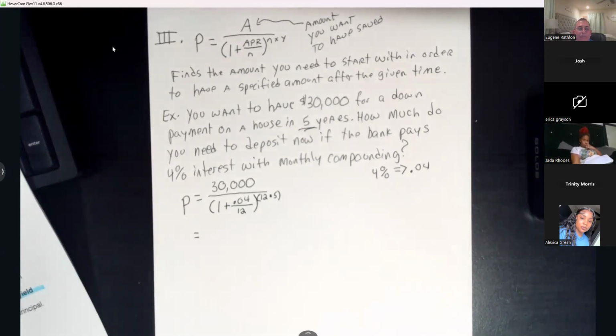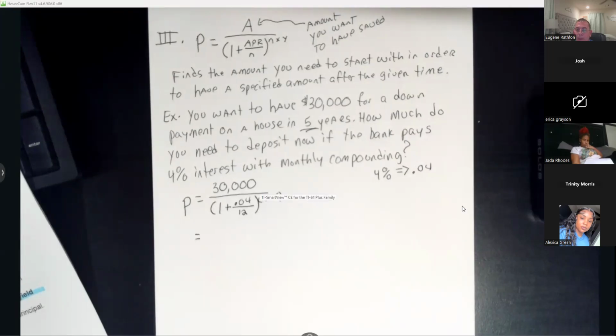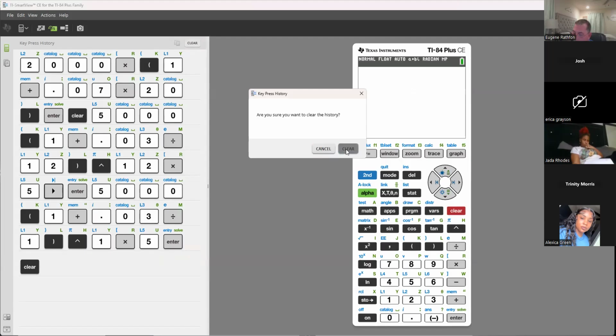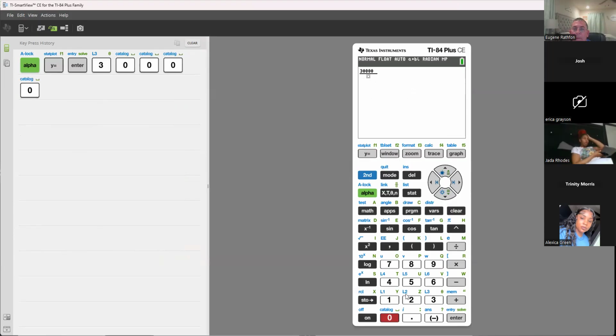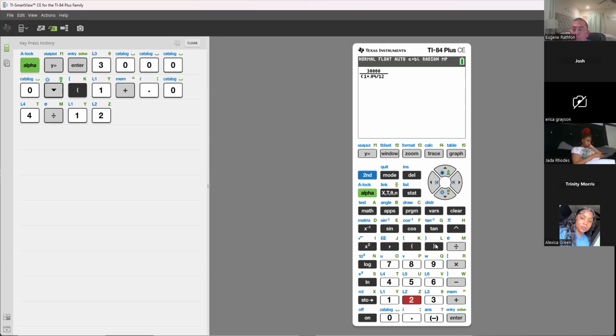So let me go to my calculator. I'm going to clear everything off here. All righty. So, y'all, I'm going to show you a trick if you want things to look like a fraction. If you hit the green alpha button and the y equals and enter, that brings it up like a fraction. You can put 30,000 on top. Then you can arrow down, put your parentheses, 1 plus 0.04 divided by that 12, close parentheses, and then hit that exponent up and put in your 12 times 5.